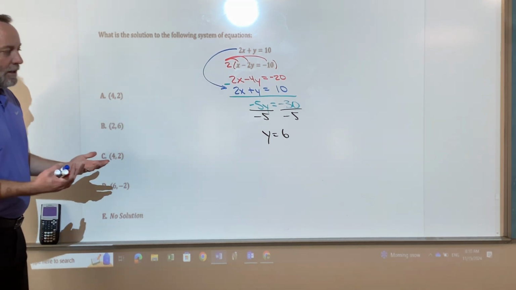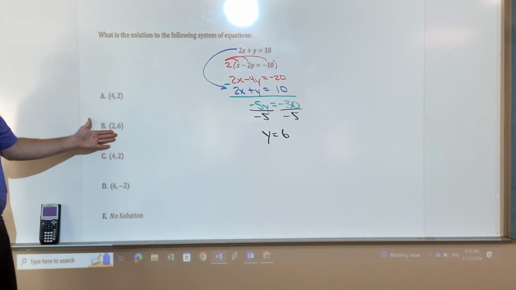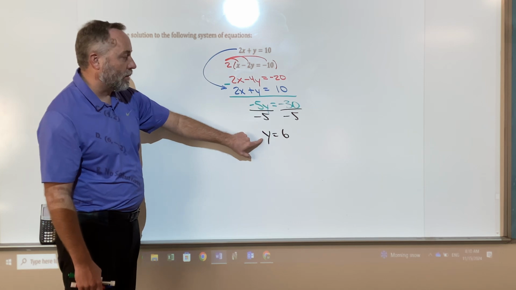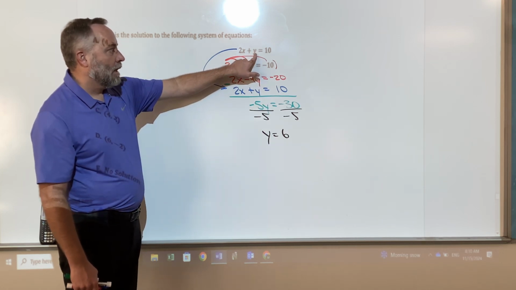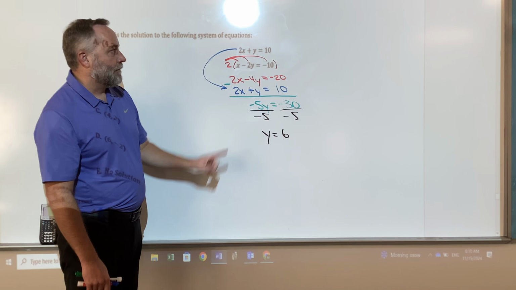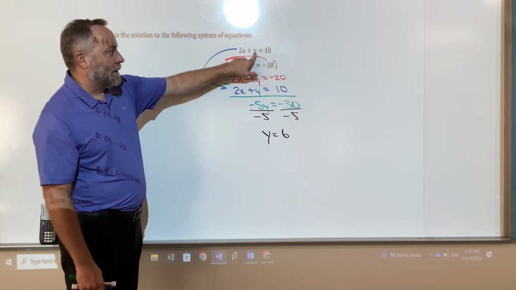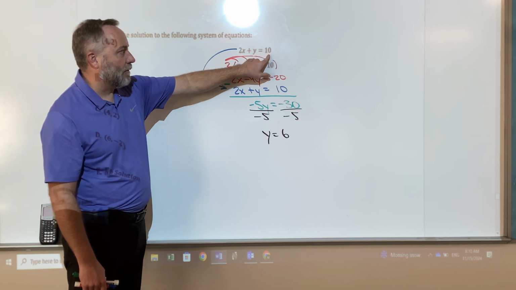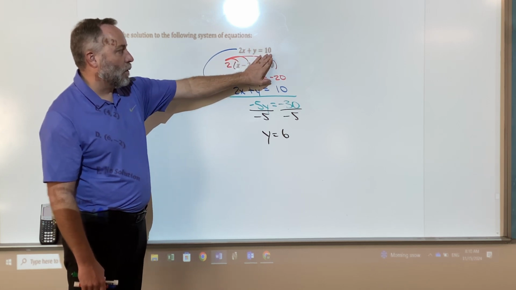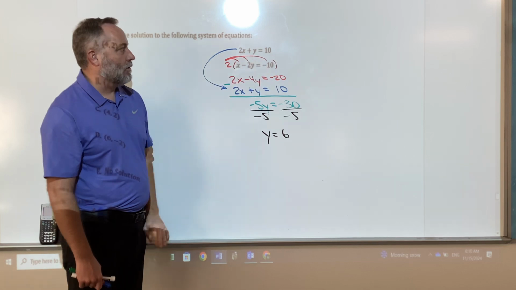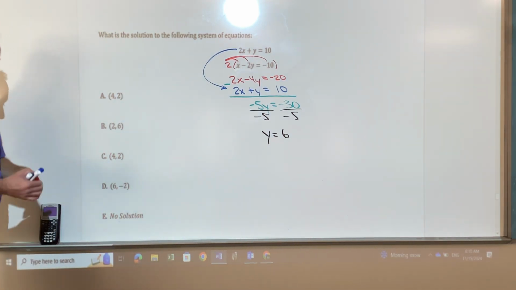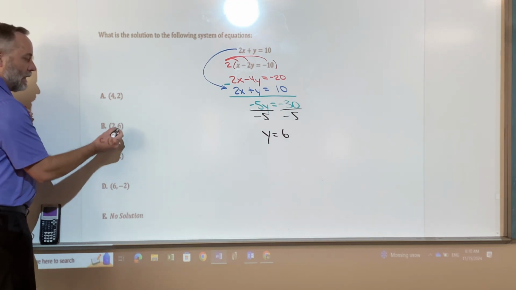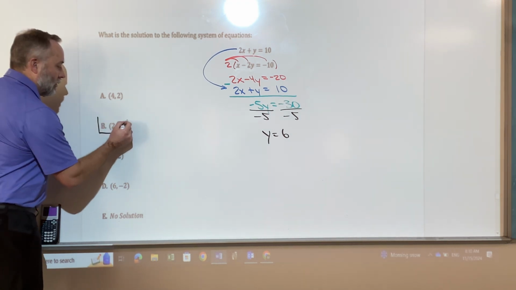If you wanted to double check that you have the correct x value, you could just plug y into any one of these equations. So plug in 6, say right there, and then solve that for x. If you did that, y would be 6, subtract 6 from both sides, 10 minus 6 would be 4, 2x is equal to 4, divide both sides by 2, and you get x equals 2, and that confirms that x value of 2 right there, so we can confidently answer choice B.